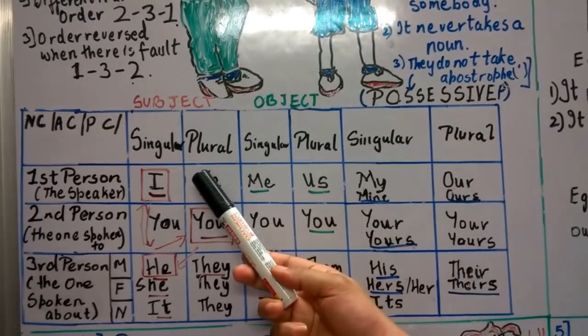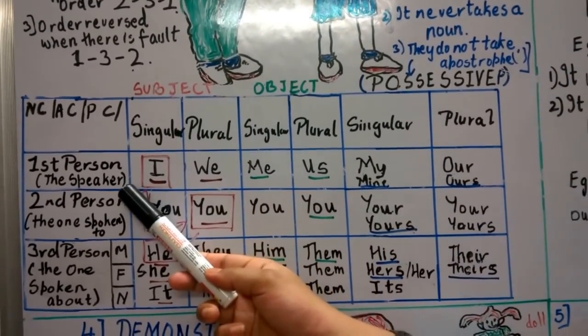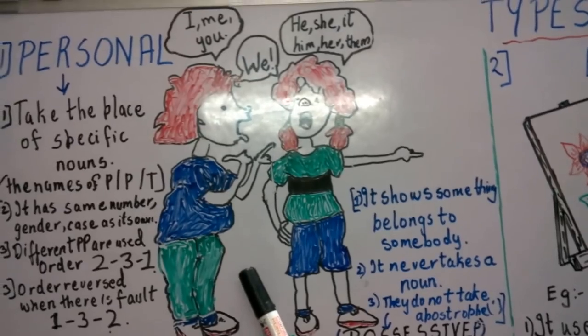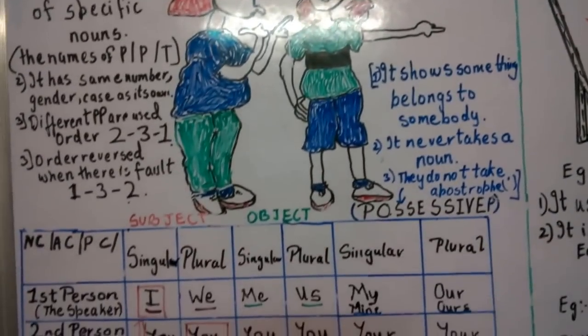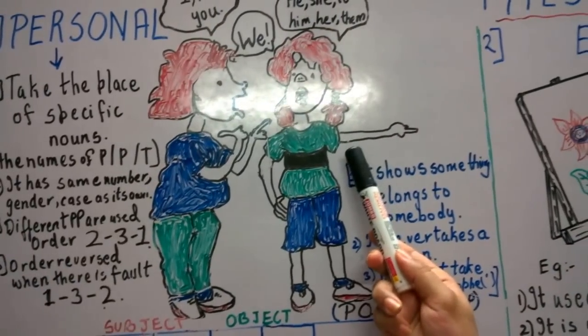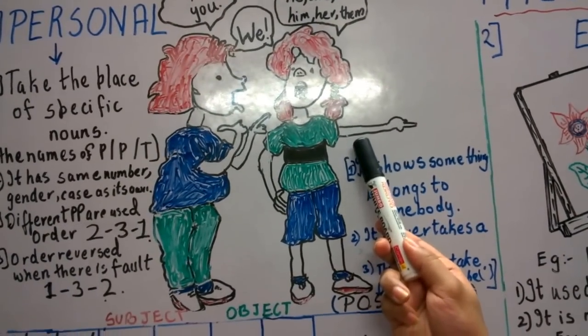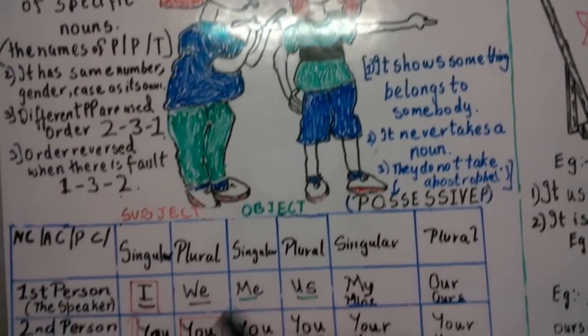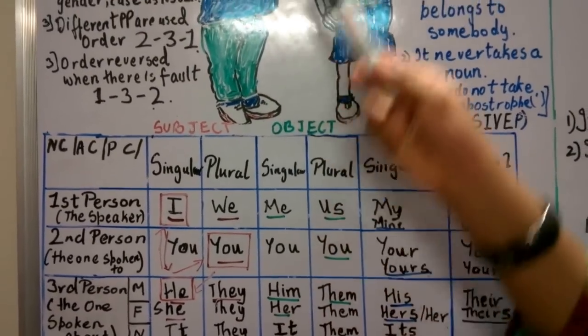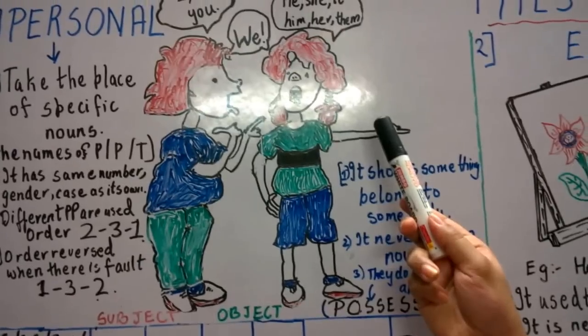Personal pronouns stand for three persons, that is the first person which is a speaker. See here, this boy, he is a speaker. He is the first person. The second person, the one spoken to, that is you. He is telling the one spoken to, the second boy. So we use you as the second person. Then the third person, the one spoken about. So you see the third person.